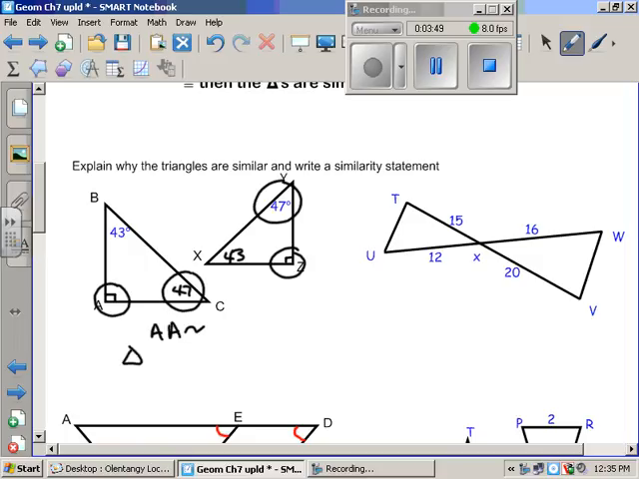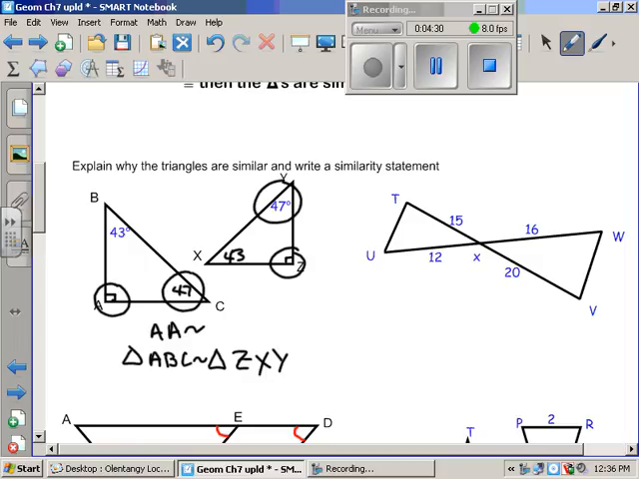And what would my triangle similarity statement be? Triangle ABC is similar to triangle ZXY. What goes with A? Which angle is equal to A? Z. B goes with? Right. Good. Okay? All right?